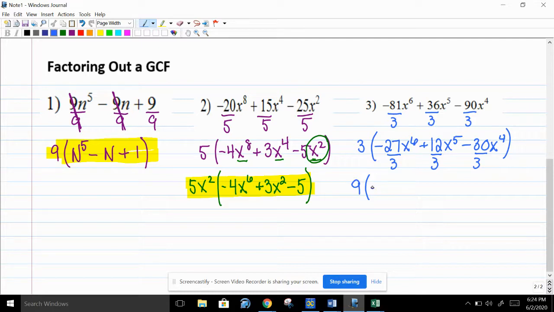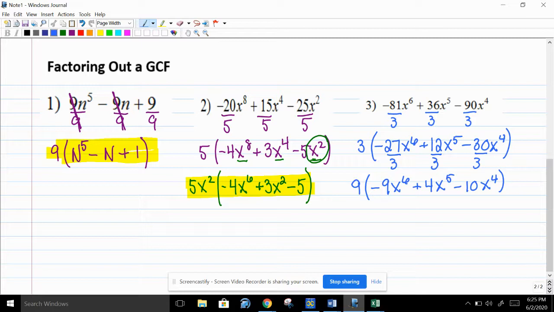All right, so I got negative 9 x to the 6th. Now it's plus 4 x to the 5th, minus 10 x to the 4th. If I take a glance at those coefficients, I got a 9, a 4, and a 10. There is no number that will evenly divide a 9, 4, and a 10 other than 1. And I would never divide by 1 because that's not going to change anything. So I'm good where I'm at.